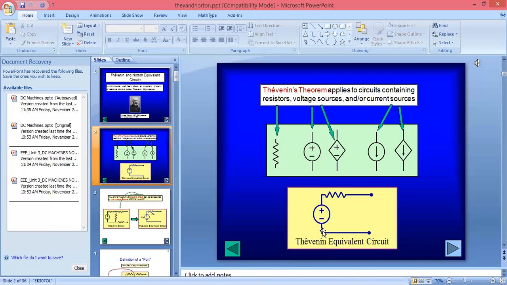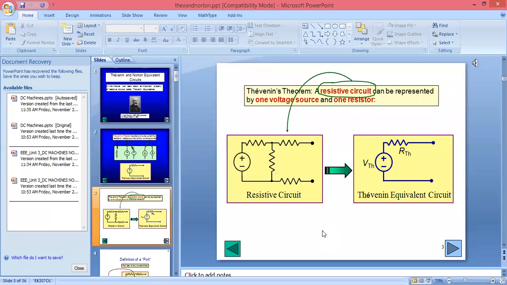So here, what we are saying is, if we have any complicated network, in which we have lots of resistors and lots of energy sources, voltage or current, then the Thevenin theorem states that a resistive circuit with a complicated network can be converted into a simple one voltage source and one resistor like this. We can convert this circuit into this circuit.